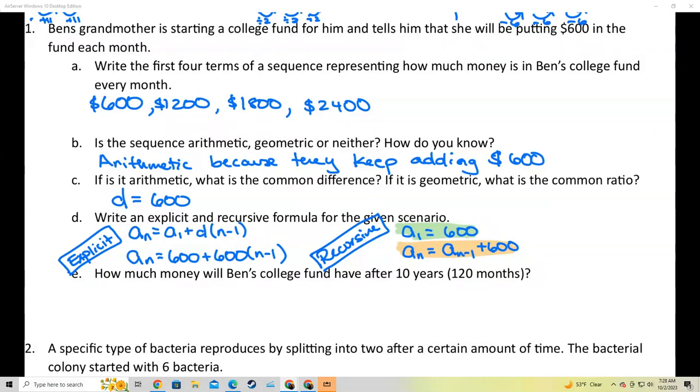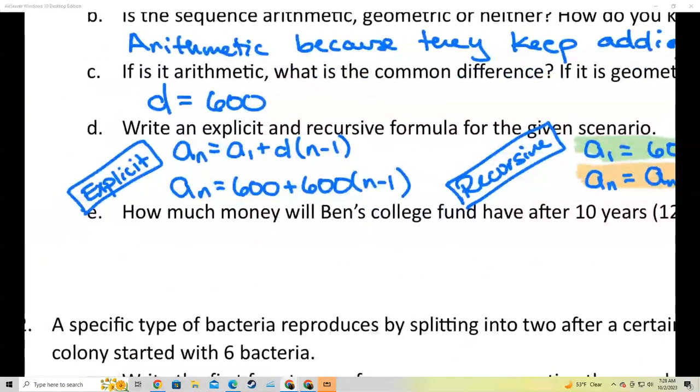I don't want to do that. So the recursive formula is nice when the number is small, but the number is not small. So I'm definitely going to use the explicit formula in this case to get the 120th term.